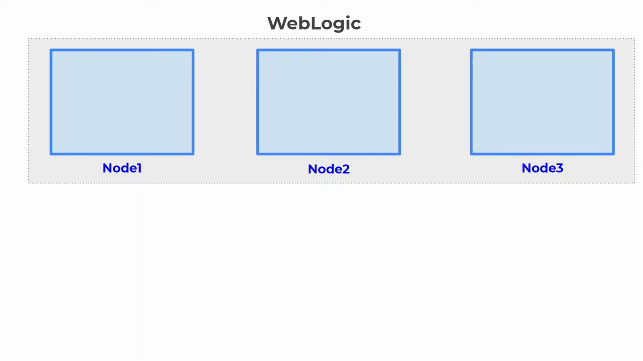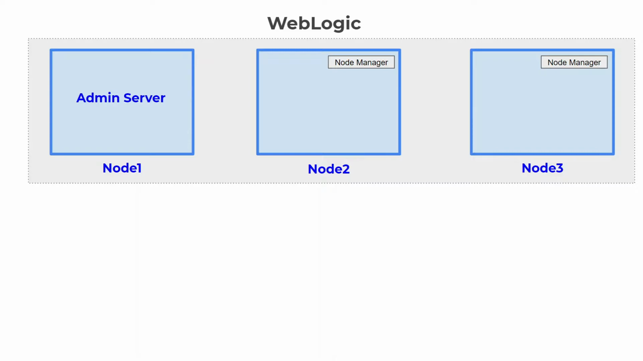We have three servers or nodes or machines, Node 1, Node 2, and Node 3. The first one hosts the WebLogic admin server. The other two are reserved for hosting managed servers. Each of those nodes has a node manager. The node manager in turn communicates with the admin server.